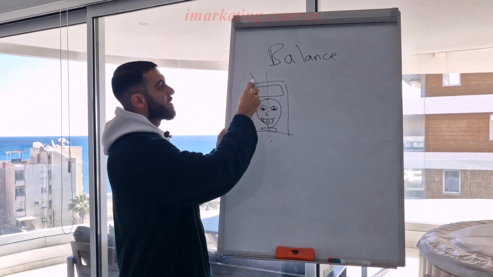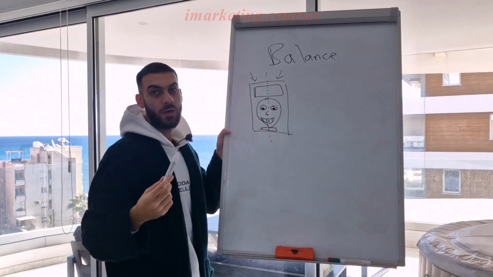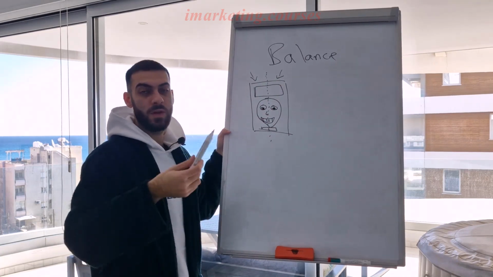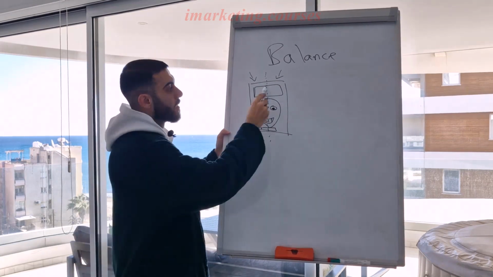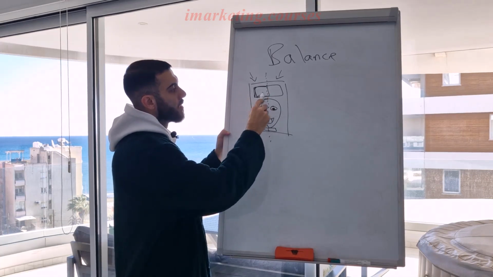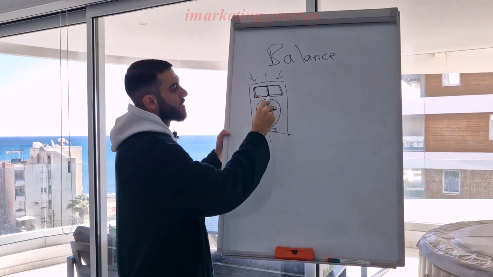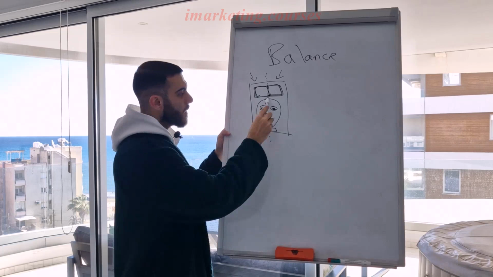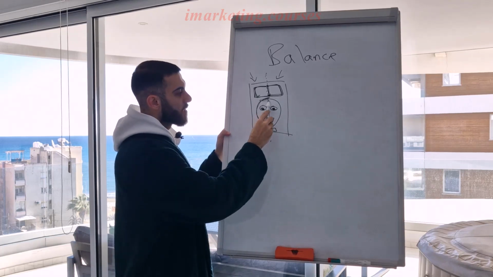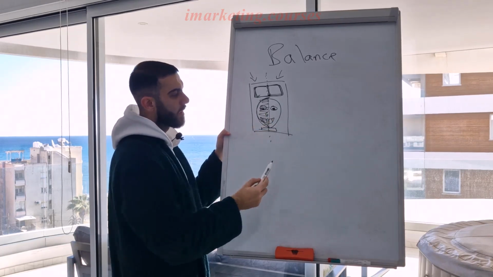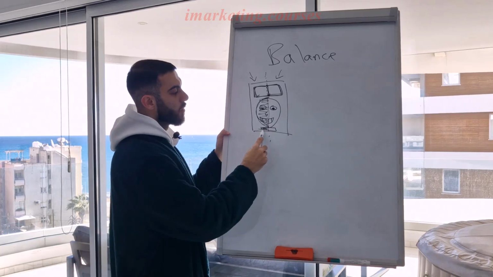Why? Because the left side and the right side not only have the same amount of elements, but it takes the same amount of space. So here we can see that the title takes the same amount of space on the left and on the right. The face takes the same amount of space on the left and on the right. The same with the author name.